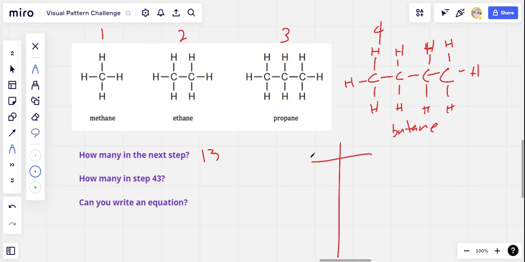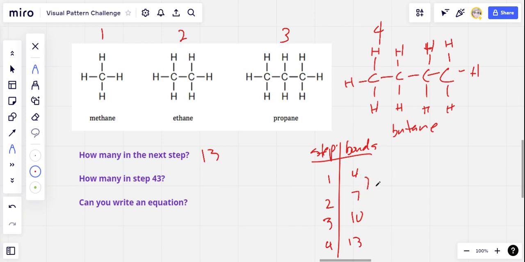So let's go ahead and do that. I'm going to make a chart with the number of steps and the number of bonds. So in step 1, that's 4 bonds. In step 2, we've got 1, 2, 3, 4, 5, 6, 7. In step 3, that's 4 and 6 is 10. And in step 4, we've got 13.